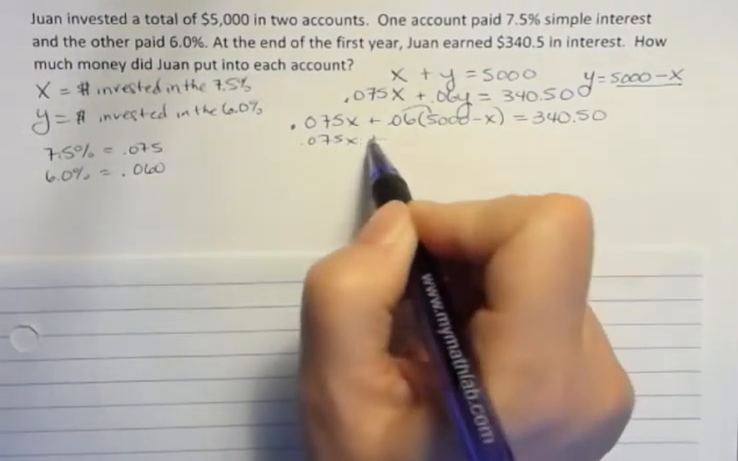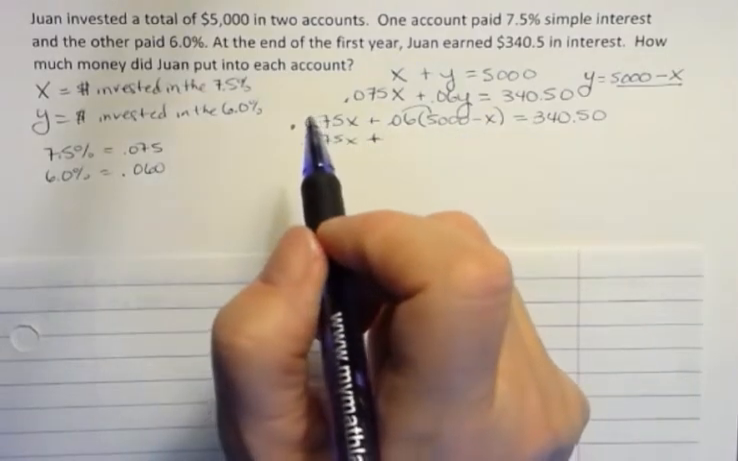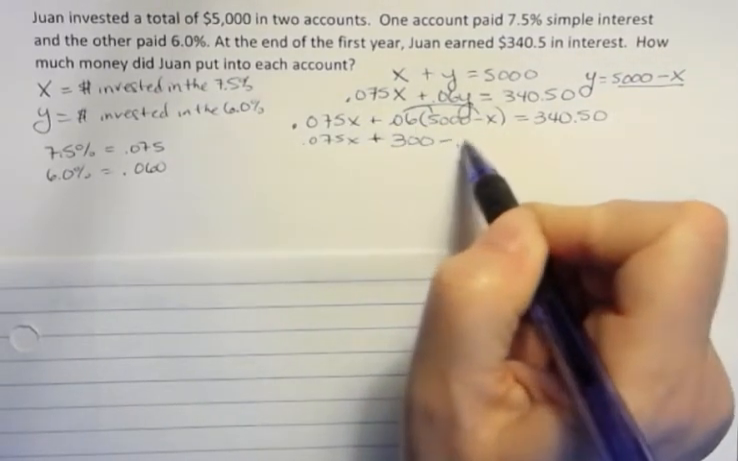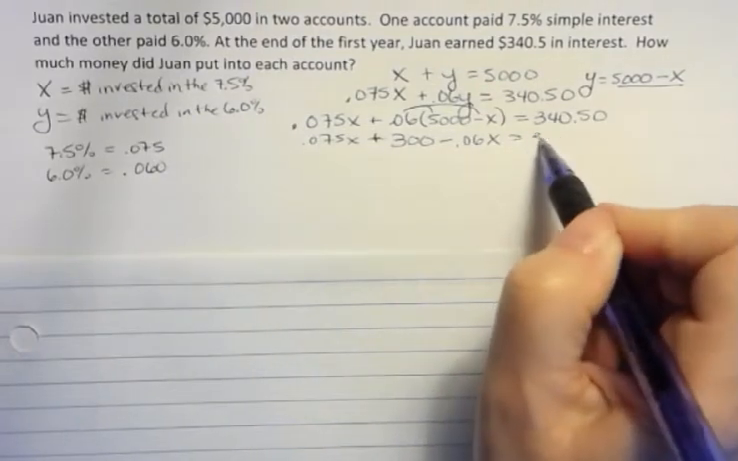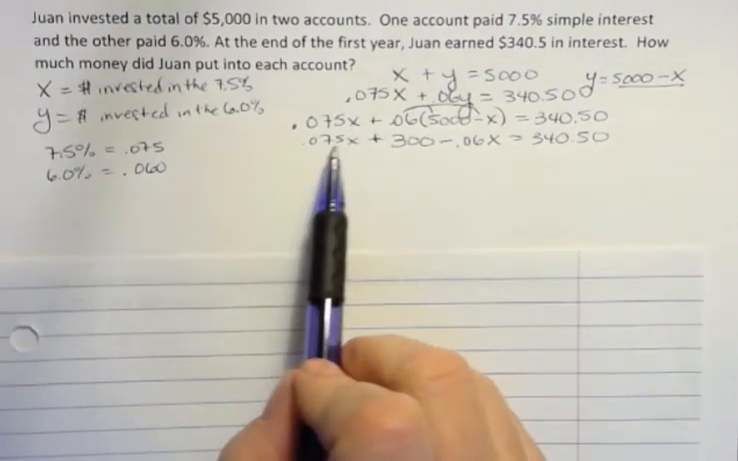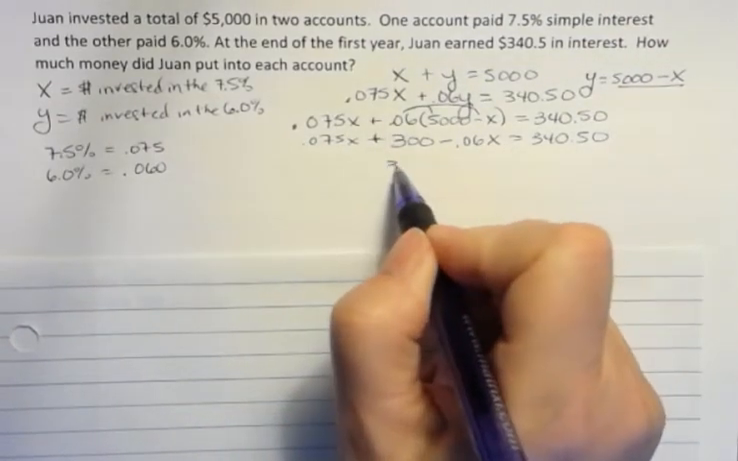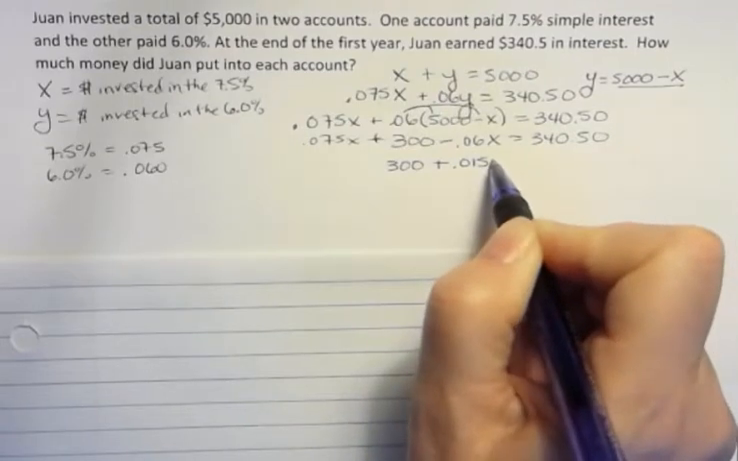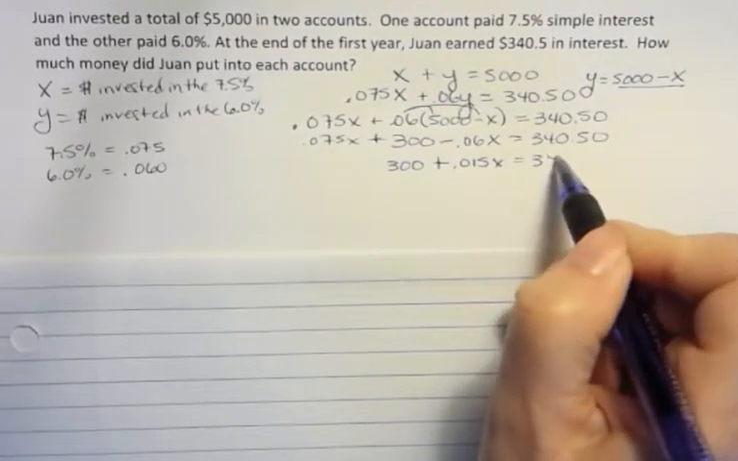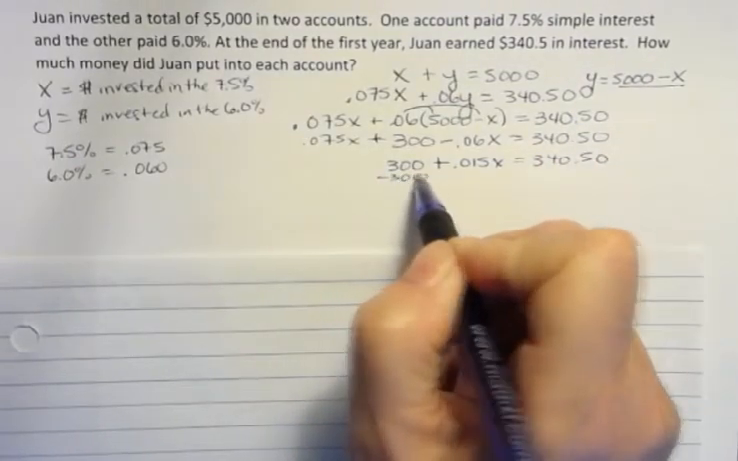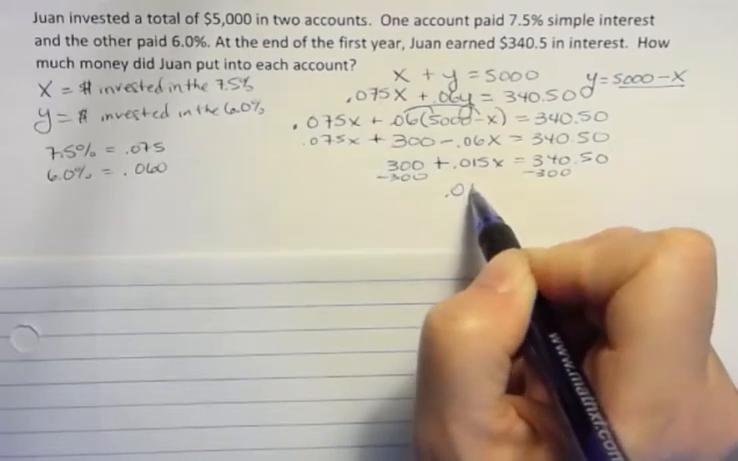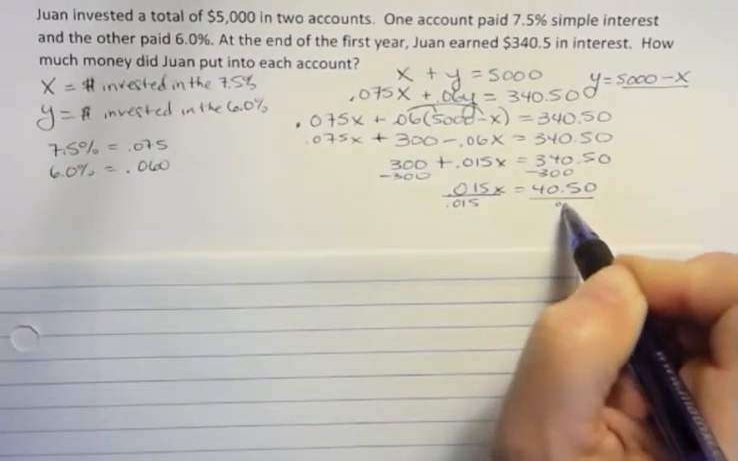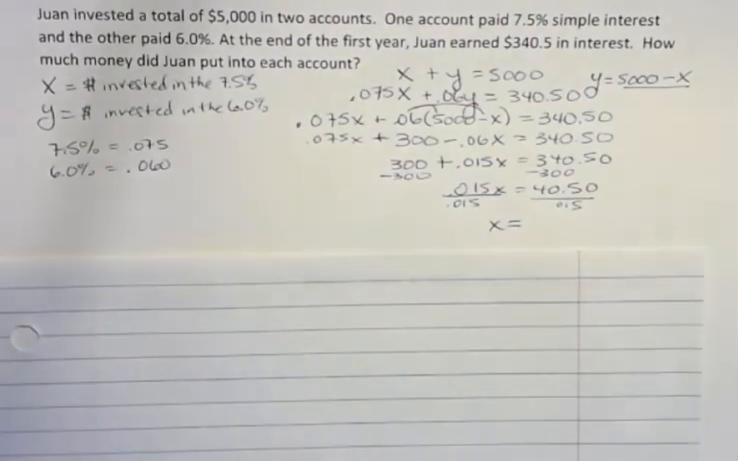0.075x plus 0.06 times 5,000, that would be 300. You can use a calculator for that. And then minus 0.06x, and that's still equal to $340.50. 0.075 minus 0.06, I've got 300 plus 0.015x, just combining my x's together. Then I'm going to subtract 300 from both sides. 0.015x equals $40.50. Divide both sides by 0.015, and I did this earlier, and I get 2,700.